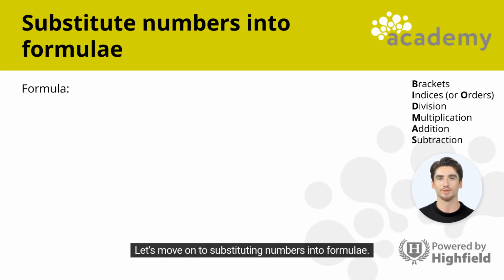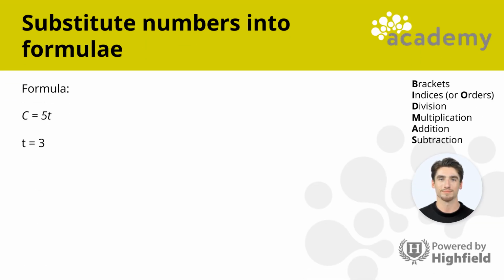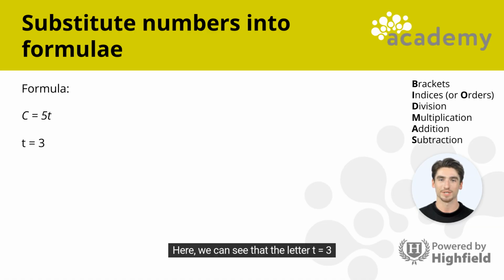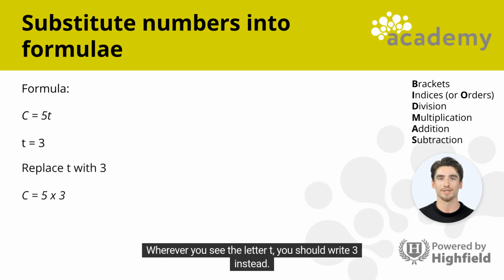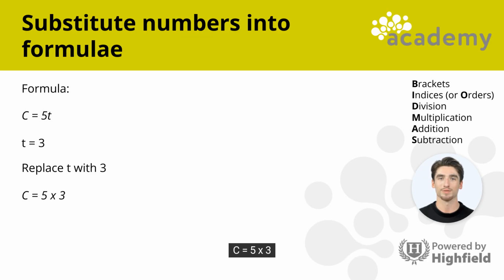Let's move on to substituting numbers into formulae. C equals 5t. Here, we can see that the letter t equals 3. Wherever you see the letter t, you should write 3 instead. C equals 5 multiplied by 3. 5 multiplied by 3 is 15. So C equals 15.